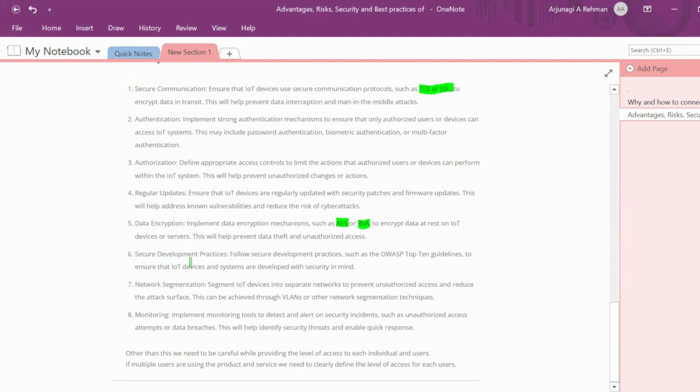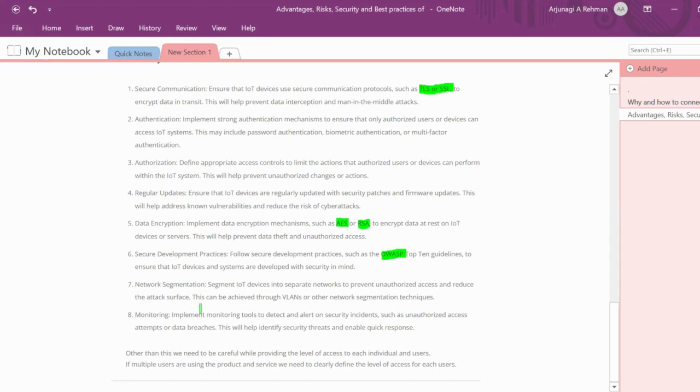Secure development practices. Follow secure development practices such as the OWASP Top 10 guidelines to ensure that IoT devices and systems are developed with security in mind. Again, we will see some of these guidelines, but I suggest you read these guidelines on your own.